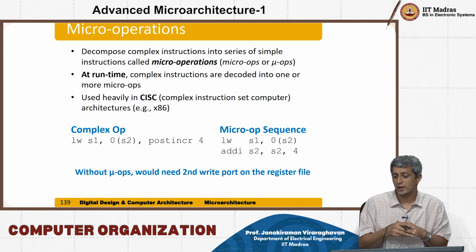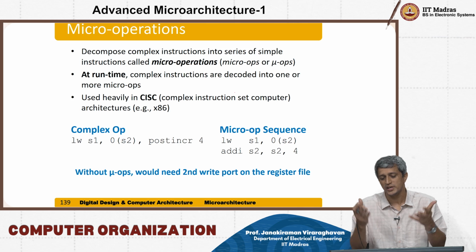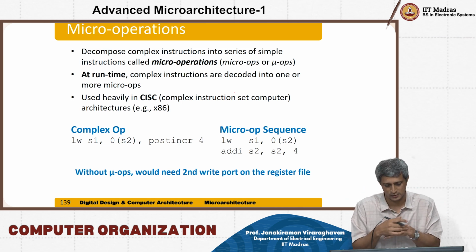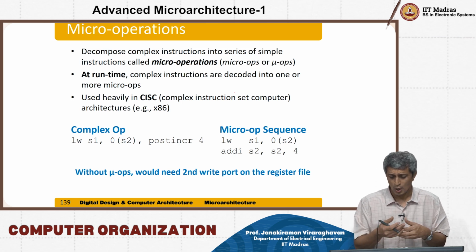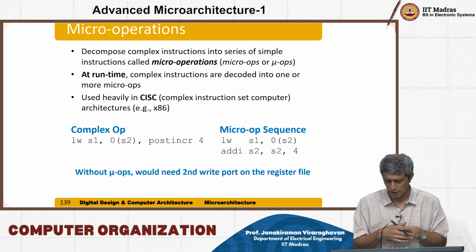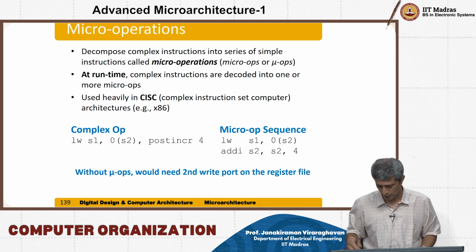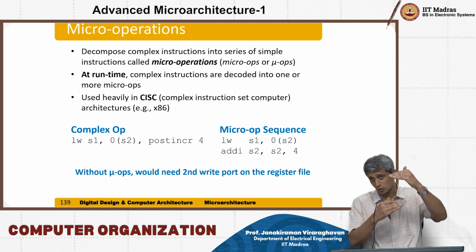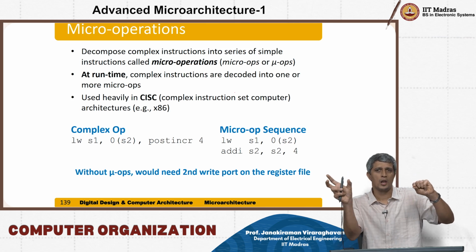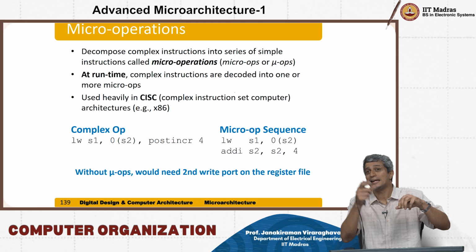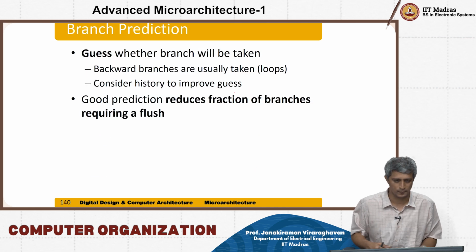So at runtime, complex instructions are decoded into one or more micro operations, and it is specifically used in CISC, like x86. So this is what we have here. The post increment operation is what we have shown here, but I also showed you the call example. That is something that can be very nicely implemented using micro operations. You may write just one line in C, the CISC might just say call something, but internally it will generate those micro operations, and that is what gets pipelined one after the other, right?